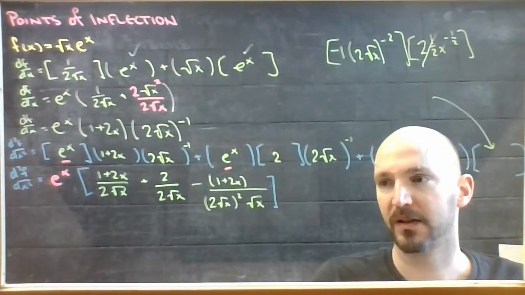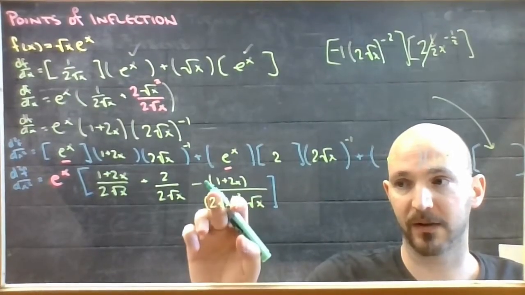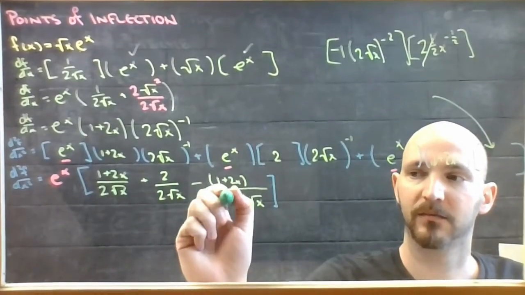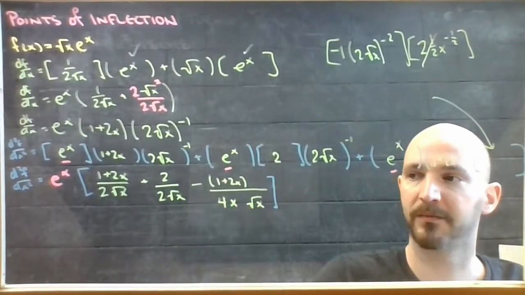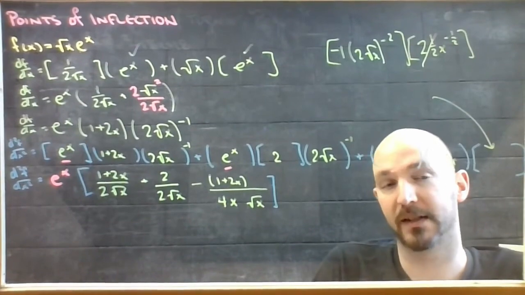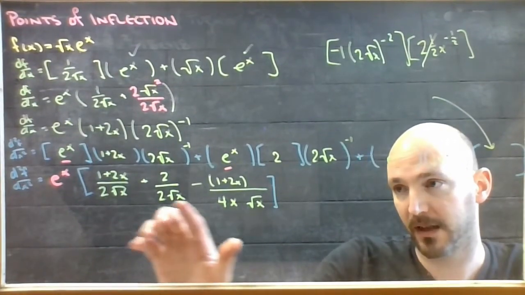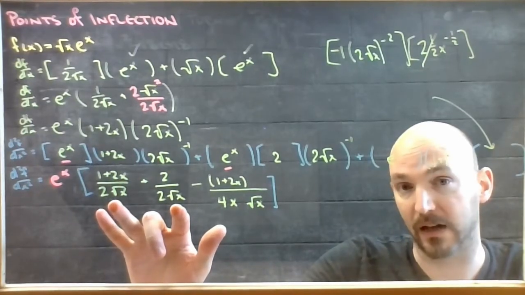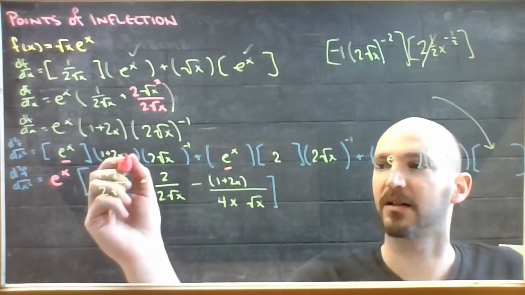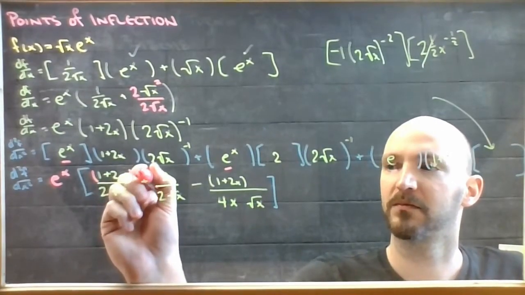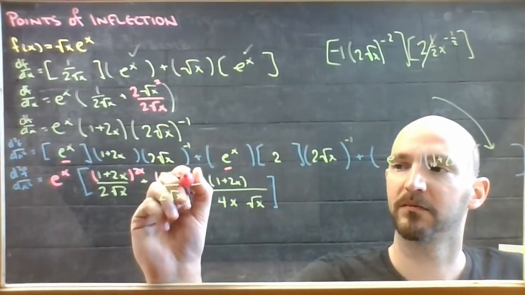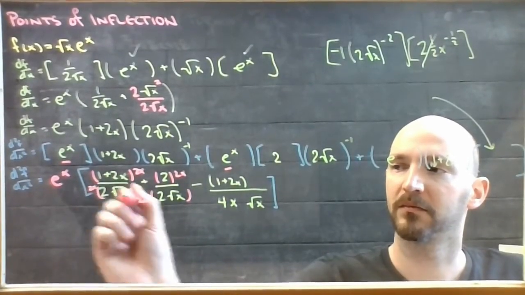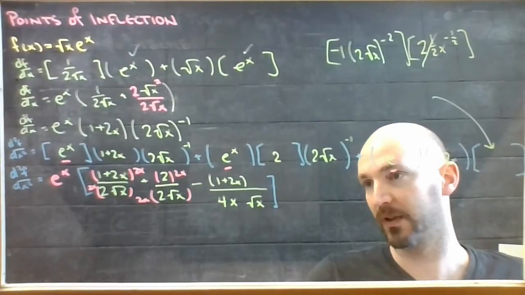Okay, so I'm going to clean this up a little bit. 2 squared is 4. Root x squared is just an x. So if I were to scan across this and get myself a common denominator, the factor that's missing from this term and this term is a 2x. So I'm going to introduce that, top and bottom.